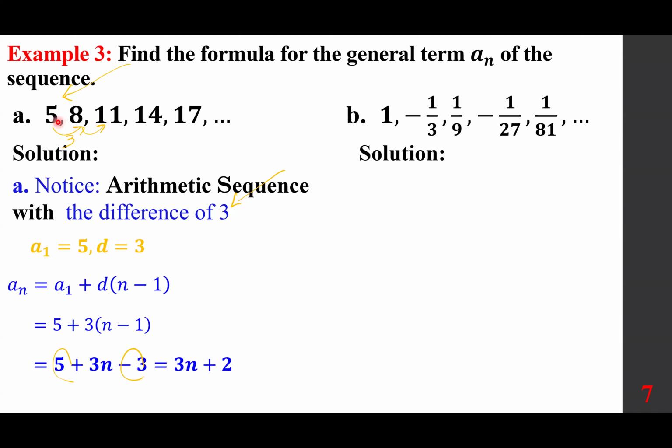By inspection, we noticed this one was an arithmetic sequence. By inspection, we noticed this is a geometric sequence with the ratio of negative 1/3, everybody. A1 is 1. If you multiply by negative 1/3, you get negative 1/3, again 1 over 9, and so on and so forth, okay?